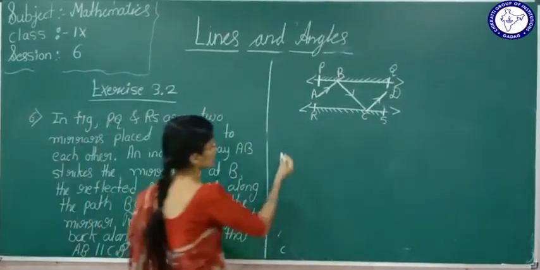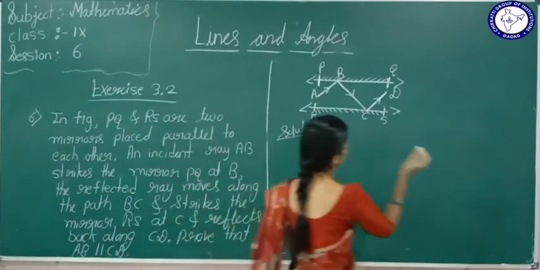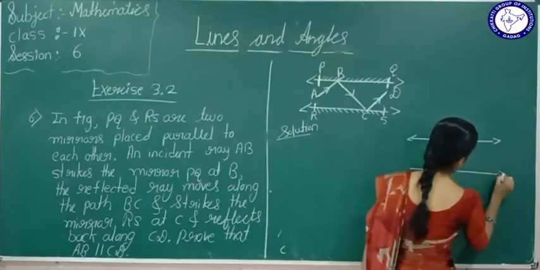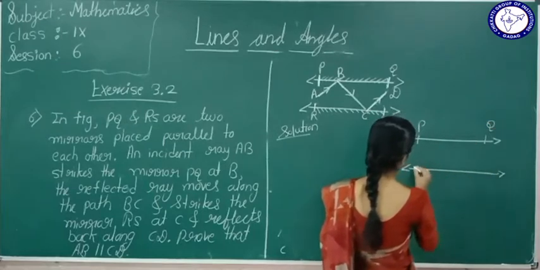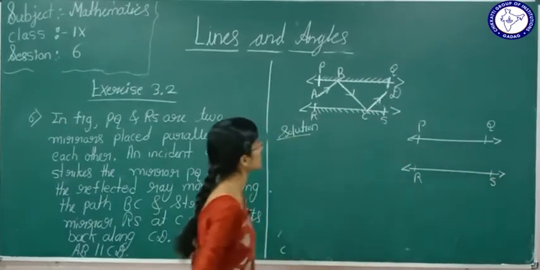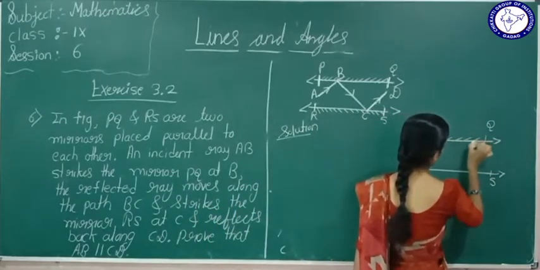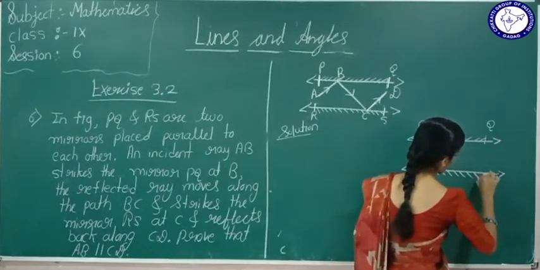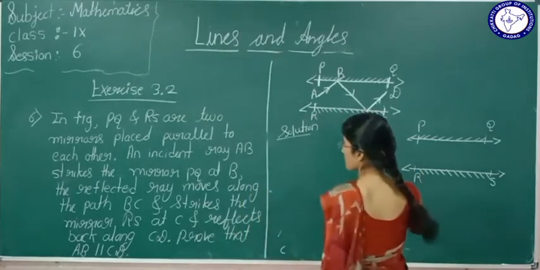So now we will see the solution. We'll draw the figure once again. Here, PQ and RS are two mirrors placed parallel to each other. Okay, these are the two mirrors placed parallel to each other.